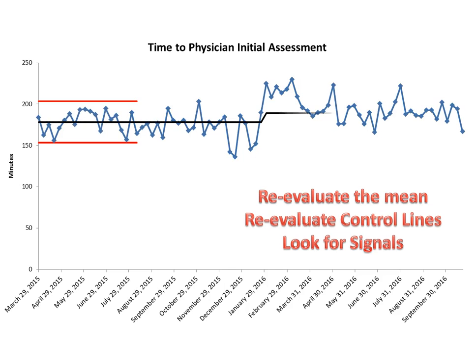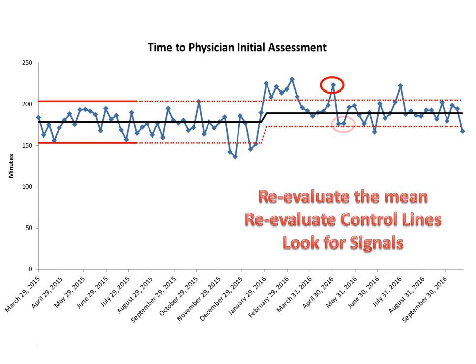As we continue to plot data, we might want to reevaluate the mean and the control lines and then look for signals again in the new process. This process shows multiple indications that it's out of control. As a project lead, you'd want to engage the team to determine what is causing these unexpected changes in the physician time to initial assessment. It may be appropriate at that point to then redesign the process in hopes of reducing the variation, and in this example, reducing the mean as well.